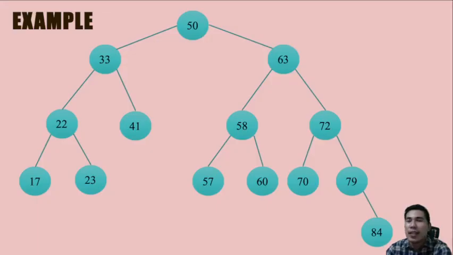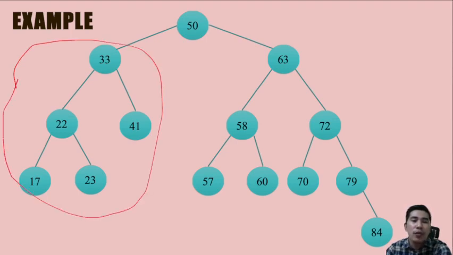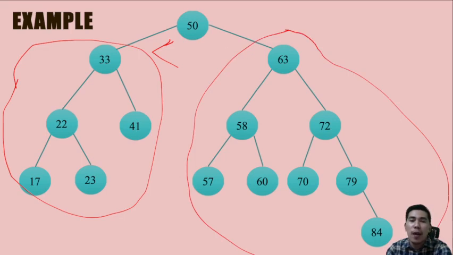So let's say, for instance, right here, we have an example of a binary search tree. As you can see, all the nodes in our left subtree are less than their parent node, which is 50. And then 50 is less than the nodes from our right subtree.